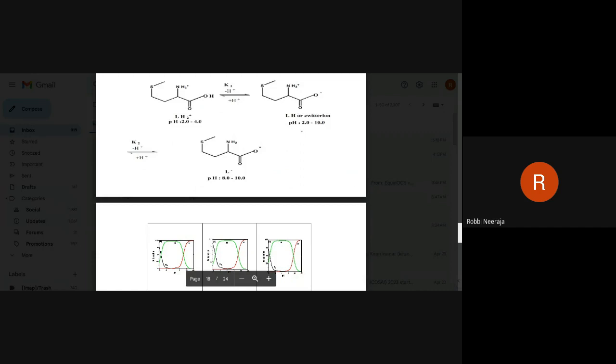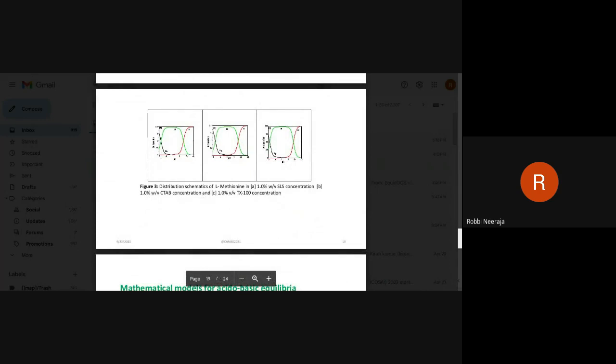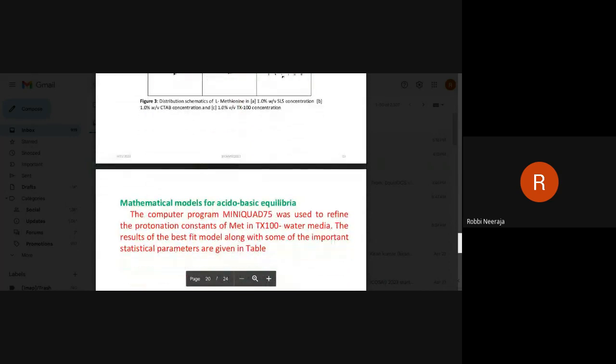And the next one is the actual protonation-deprotonation equilibria of methionine. Here we can clearly see the methionine structure, which in acidic media exists in the LH2 form. Whenever we add alkali, it loses its proton and acts as a zwitterion. Then we add some more alkali, and it becomes the L- form within the pH range of 8 to 10. These are the actual distribution diagrams of L-Methionine, obtained by using MiniQuad 75.